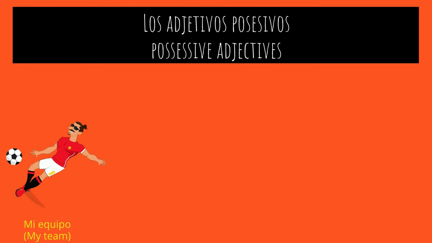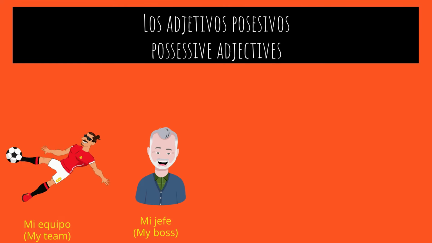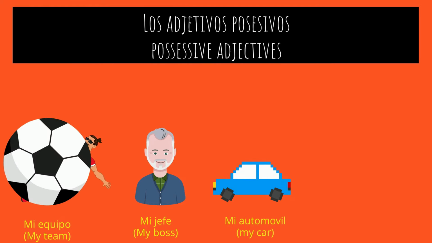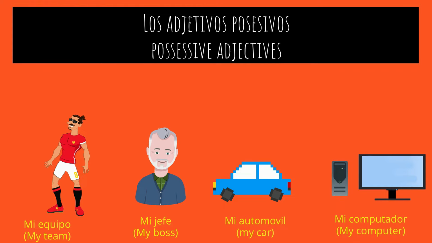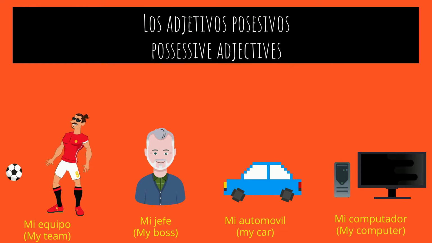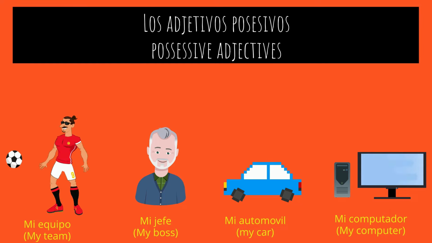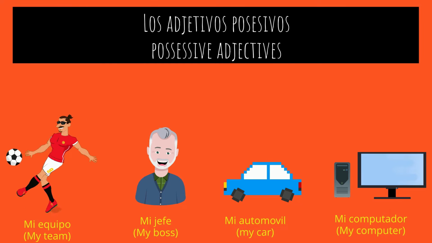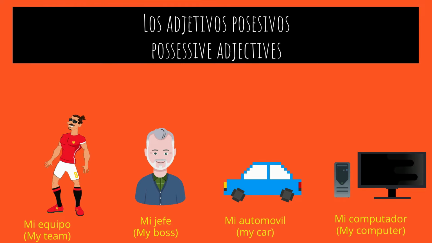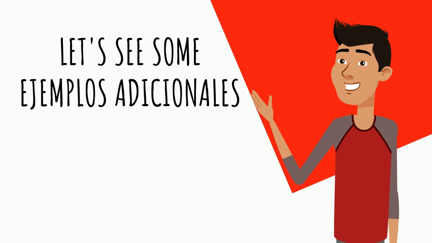Los adjetivos posesivos, possessive adjectives. Mi equipo, that means my team. Mi jefe, my boss. Mi automóvil, my car. Mi computador, my computer. Can you say it? Mi equipo. Mi jefe. Mi automóvil. Mi computador. Fantástico, you're getting the hang of it. Mi, my.